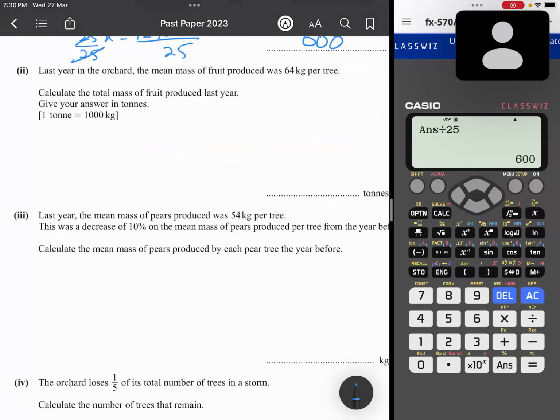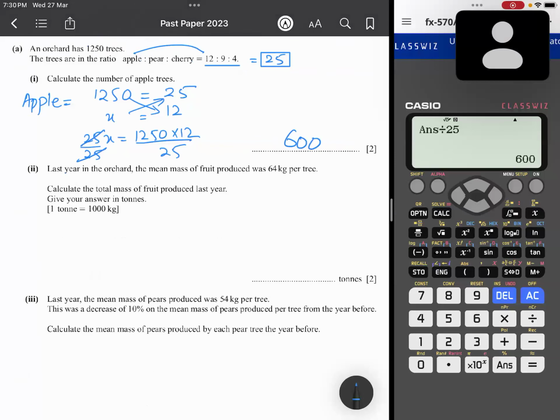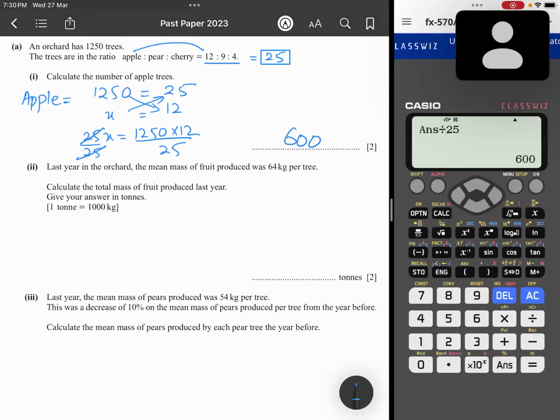Last year in the orchard, the mean mass of the fruit produced was 64 kg per tree. Calculate the total mass of the fruit produced last year. Give your answer in tons. Beta, last year in the orchard, the mean mass of the fruit produced was 64 kg per tree. Okay. Calculate the total mass.